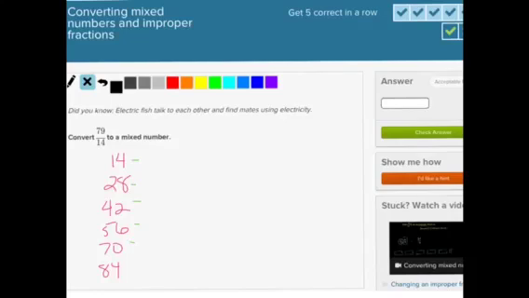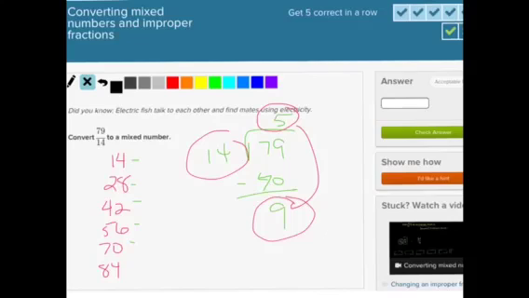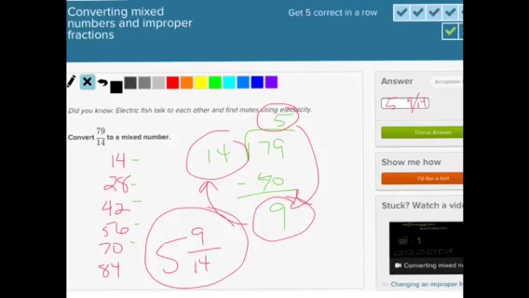Okay. So I'm going to take 79 divided by 14. I know I can go in 5 times, and 5 times 14 will give me 70. 79 minus 70 will give me 9. And now all it is is going around like a clock. Starting at 12 o'clock, working around, I have 5 and 9/14. I'll just write that in. 5 space 9/14. Done.